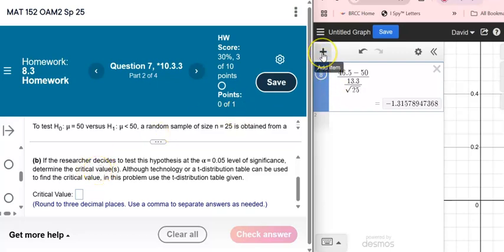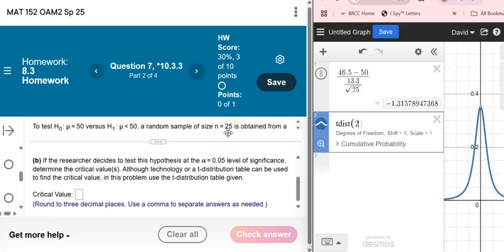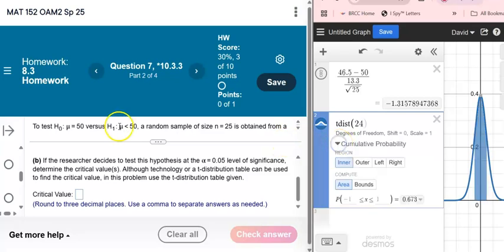So I'm going to go down here, click on another one, open up this is a t-distribution because it's about mean. So t-dist, open up parentheses, tell it the number of degrees of freedom you have. So the sample size is 25, so this is 24 degrees of freedom. Right? I'm going to click this because this is a left-tailed test. Okay, because we're saying the mean is less than for our alternate hypothesis. We're going to click left.